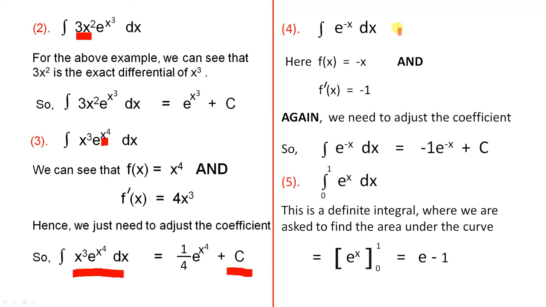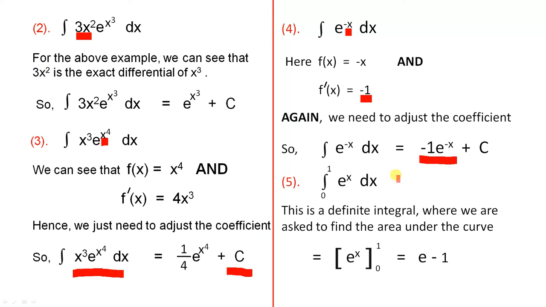Number 4, the integral of e to the minus x. So f(x) is minus x. When we differentiate that, we get minus 1. But we have a 1 here, so we just need to adjust the coefficient. So the integral of e to the minus x is just minus 1 times e to the minus x plus c. Of course, when we differentiate that, we actually get e to the minus x, because we've added the minus sign there. That's why when we differentiate, we will get e to the minus x.